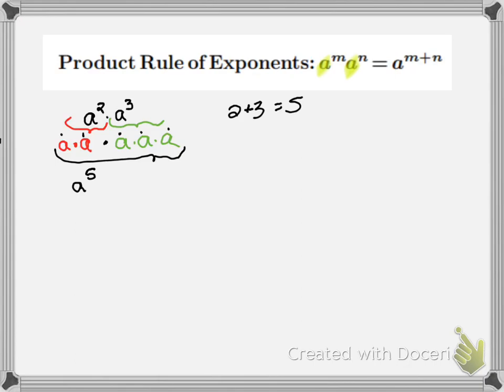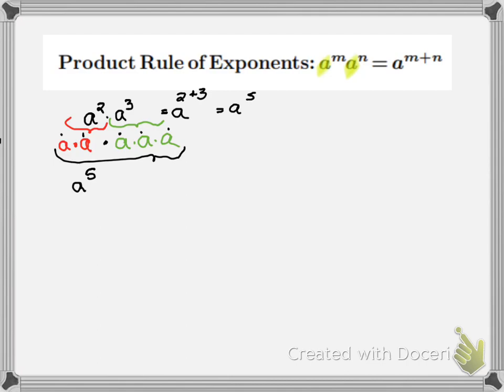So therefore, a shortcut method, instead of rewriting everything long-handedly, rewriting a squared as a times a, and rewriting a cubed as a times a times a, we can save ourselves some time and energy by simply adding these exponents. So that would give us a to the fifth power, okay? So the utility of the product rule is to save us some time and energy.